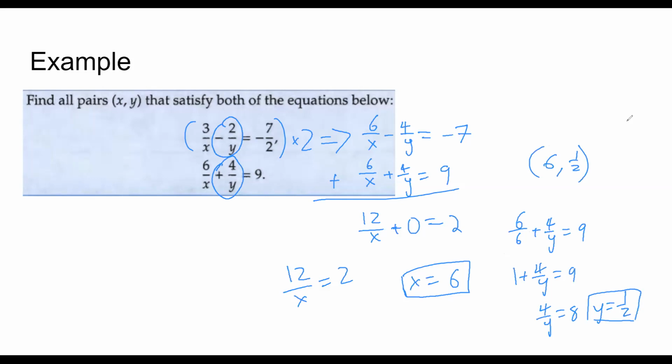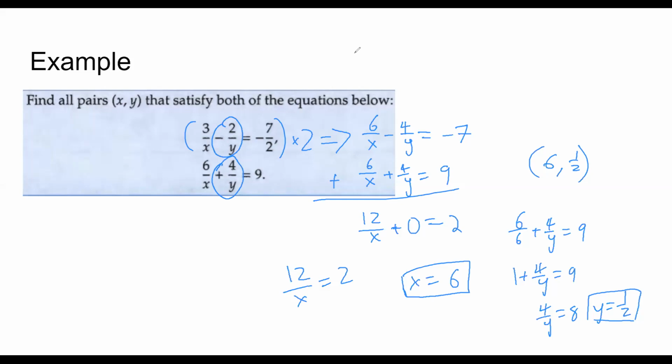Does everyone understand what the trick was here? It was the elimination here. We had a negative 2 over y and a positive 4 over y. And then if you multiply the top one by 2, you can cancel out the 4 over y terms. All right. If I'm going too fast or you want me to review anything, feel free to stop.